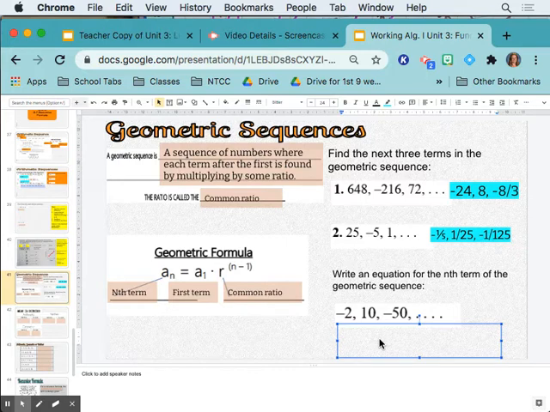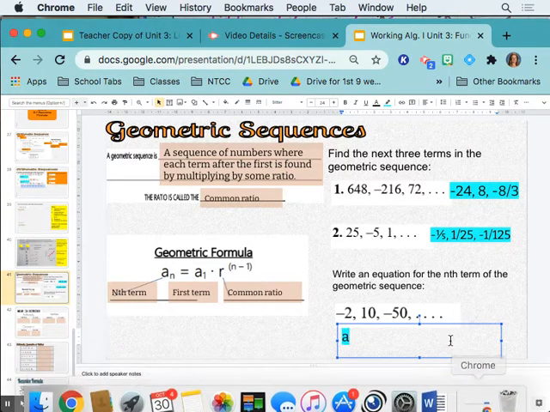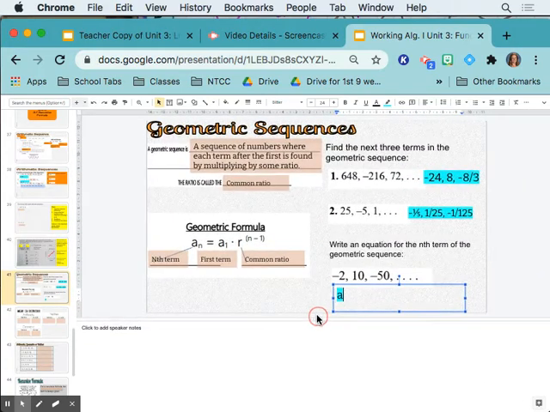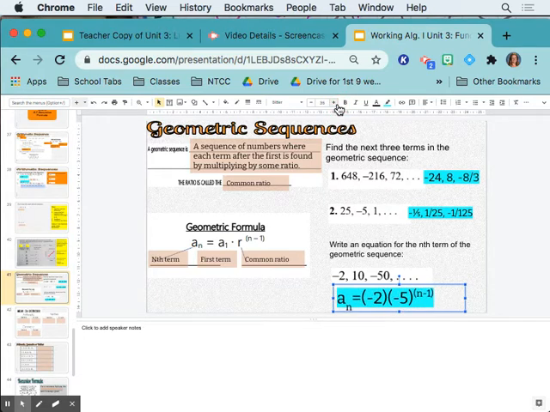Okay, so now we're going to write our formula that we found. So you're going to do A, and then, y'all remember how to do the subscript? What do we do? Control, comma for the subscript, and then control, comma to come out of it, equals negative 2, negative 5, and then we can get the exponents by doing control period. So negative 2 is your first term, negative 5 is your common ratio, n minus 1 is just part of the formula.